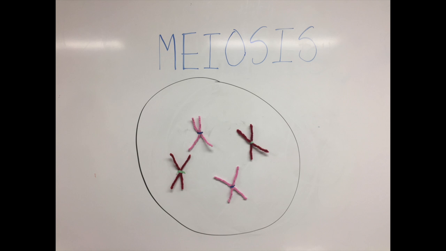Enzymes begin to coil the DNA together as they wrap and tighten to form chromatids. They are called sister chromatids, and together they form a chromosome. Homologous pairs, or chromosomes that contain the same genes, move together.